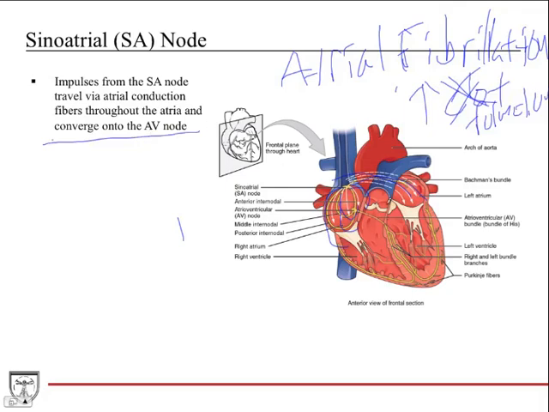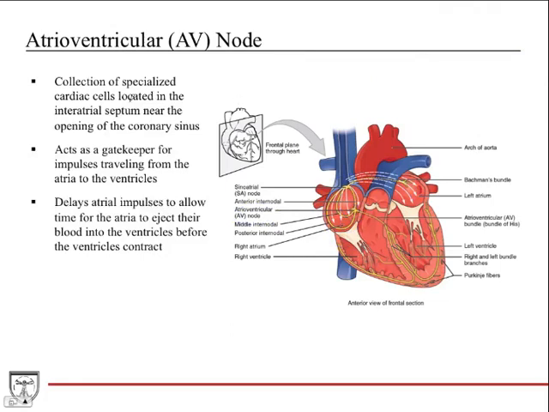All these impulses will converge onto the AV node, which is labeled here for you. It's this other bundle of specialized cardiac cells. And the AV node, as we'll talk about in a second, is almost like the gatekeeper. All these impulses travel around the atria, and then they make their way back to the AV node. The AV node, atrioventricular node, is named appropriately because it's between the atria and the ventricles. It's located at the interatrial septum near the opening of the coronary sinus. The coronary sinus is the major vein that drains the coronary circulation, the circulation that supplies the heart itself, and it empties into the right atrium. So right near this opening, microscopically, is where the AV node is.